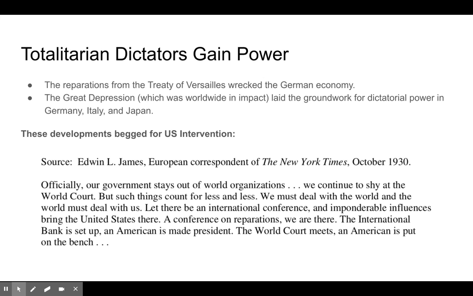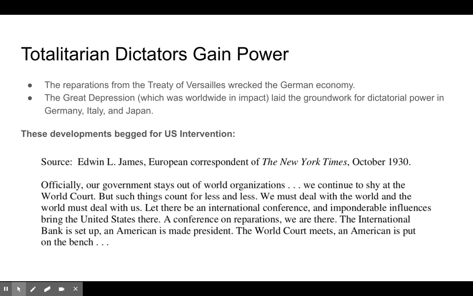And these dictators began to expand. Germany begins to be territorially aggressive in Europe. Italy begins to expand in Europe and Africa. Japan begins to expand out and try to build an empire in the Pacific Ocean and Southeast Asia. And these developments begged for U.S. intervention. If you look at this excerpt at the bottom, this is from the New York Times in 1930.